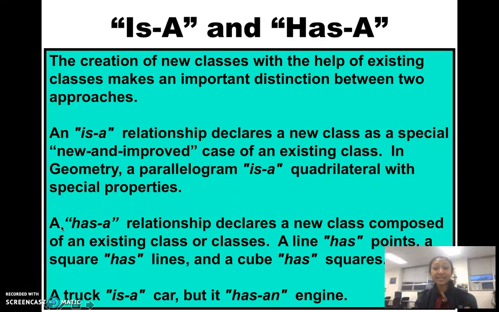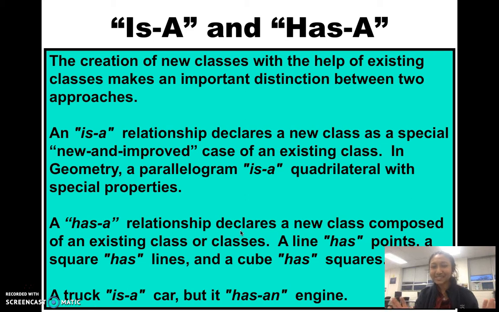What about has a? A has a relationship declares a new class composed of existing classes or class. Here, a line has points. So imagine you have this points class, and in order to build a line, you need to use your points class. Likewise, a square has lines. In order to build a square, you have to use lines. In order to build a cube, you have to use squares. So line has points, square has lines, and cube has squares. This is an example of composition, where one class uses another class to build itself. That's your has a relationship.